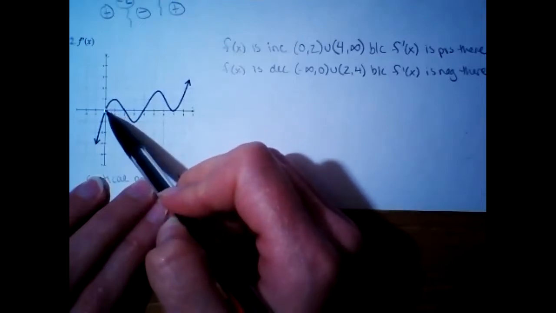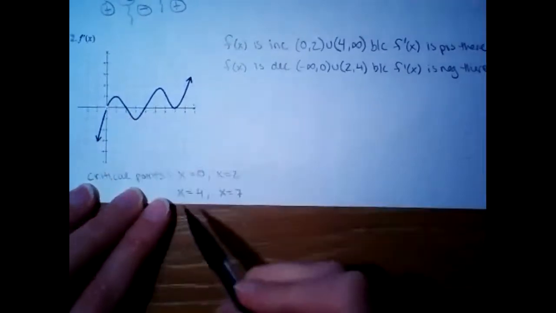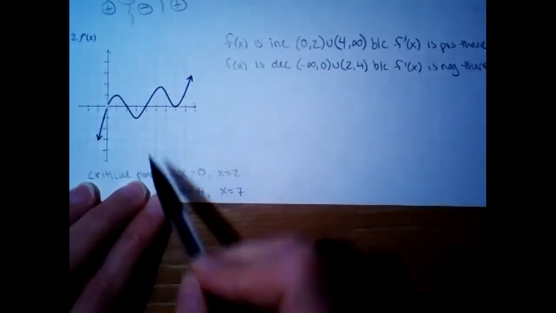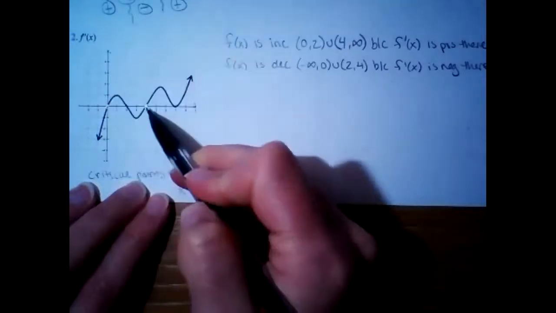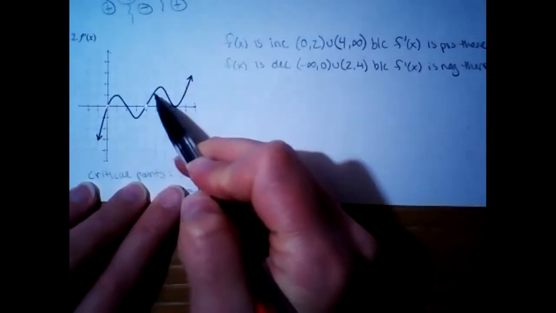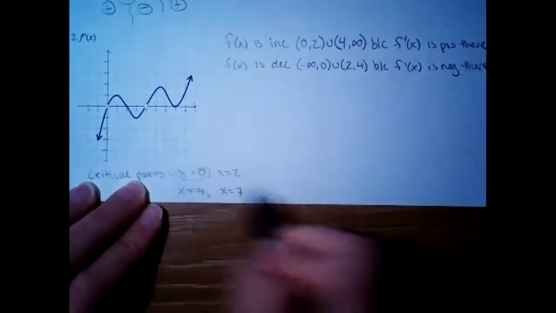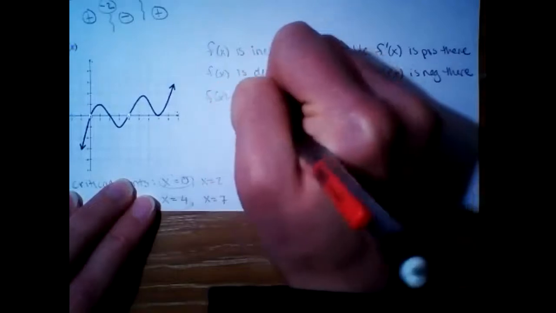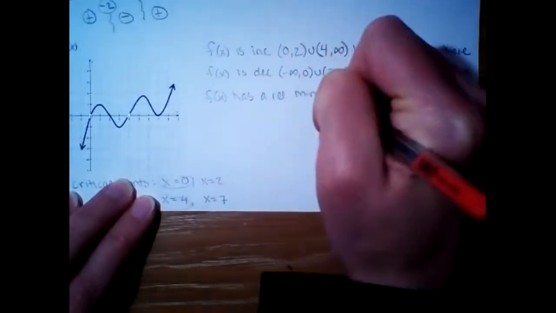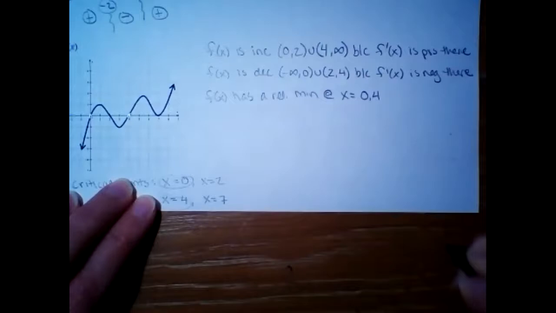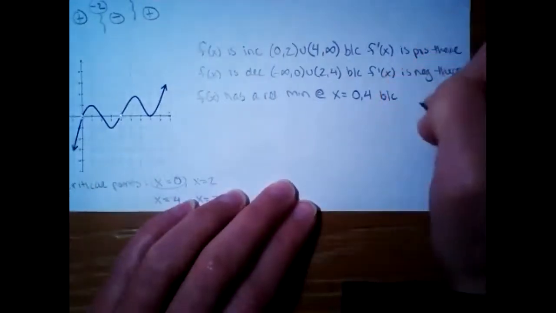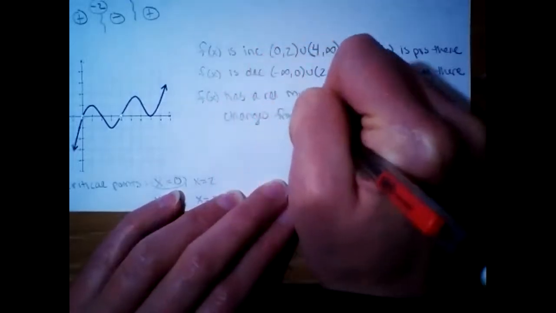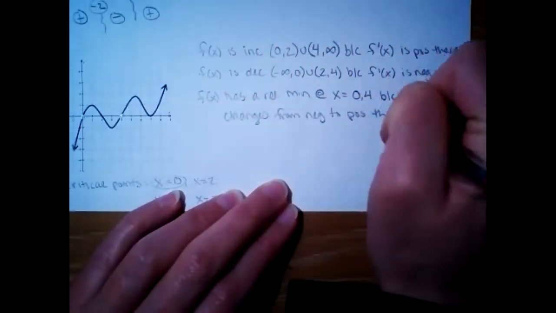So we can combine both of these into the same sentence. Which one of these other critical points is going to be where we have a minimum? Good, nice job guys, at 4. So at 4, we have a change from negative to positive, below to above. So I can put both of those, 0 and 4, into the same sentence to save myself a little bit of work. All right, so f of x has a relative minimum at x equals 0 and 4 because f prime changes from negative to positive there.